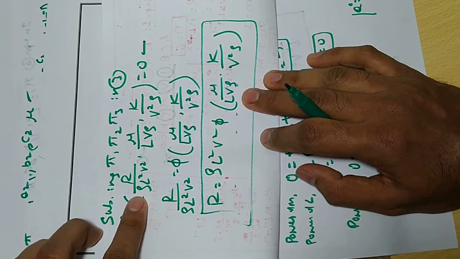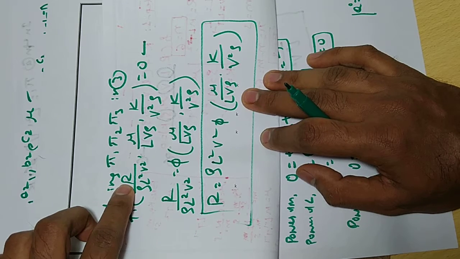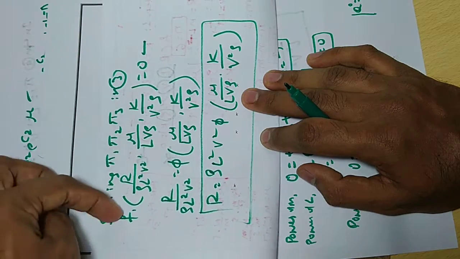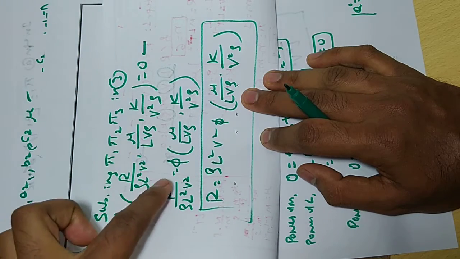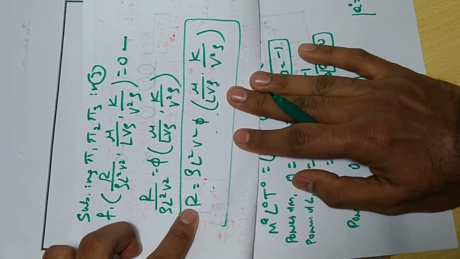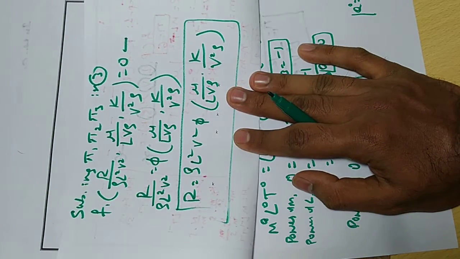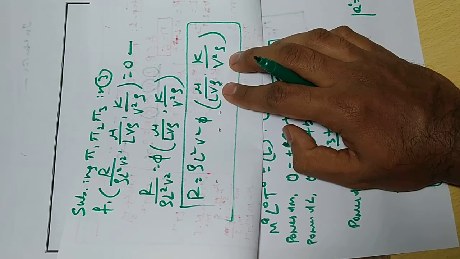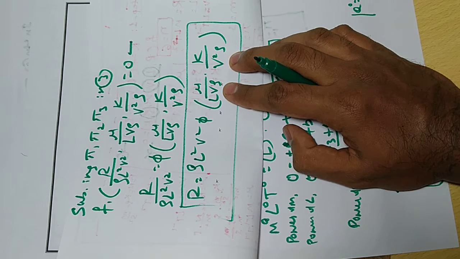Which one is the dependent variable? This is the dependent variable r. You keep it in the left hand side, take other things into the right hand side out of the function. Then you have to multiply by one constant term. Then you can write r is equal to rho L square V square pi into mu by L V rho, and the other pi 2 and pi 3 terms. This you have to solve. This is a very simple problem.